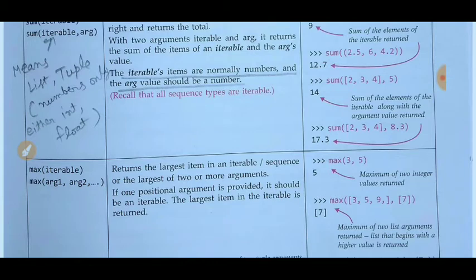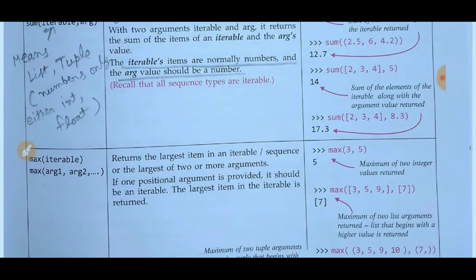So here maximum value is 5. So here both are arguments. 3 is an argument as well as 5 is also an argument. It is not an iterable. Iterable is either in terms of list or in terms of tuple, not in terms of dictionary. Clear? So maximum of 2 integer values is returned. So here maximum value is 5, so it will return 5.